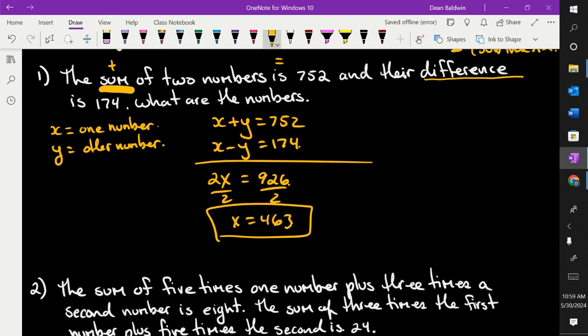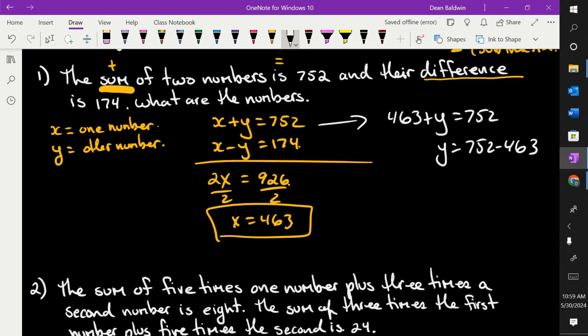That's one of the numbers. Okay? How are you going to get the other number? Put it into one of these equations. Does it matter which one? No, it does not matter. So I'll just put it into the x plus y. So I'm just going to take this one. x is 463 plus y has to equal 752. So y is equal to 752 minus 463, which is 289. So your two numbers are 463 and 289.